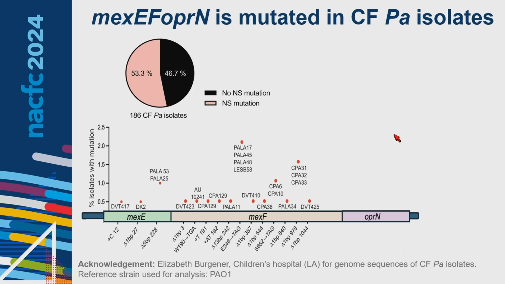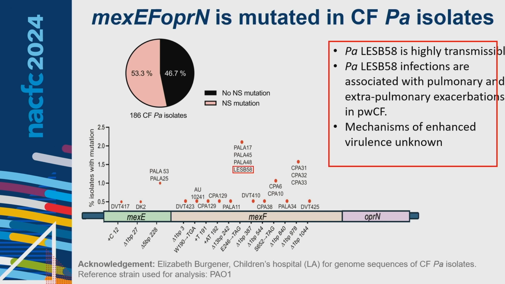Next, we wanted to identify how prevalent this mutation is in CF isolates. For this, we analyzed the genomes of 186 CF isolates and found that 53% of the isolates had non-synonymous mutations in either MEX-E, MEX-F, or OPRN genes. Additionally, we found that 21 of these isolates had inactivating frameshift or nonsense mutations in either MEX-E or MEX-F, indicating that the efflux pump was dysfunctional in these strains.